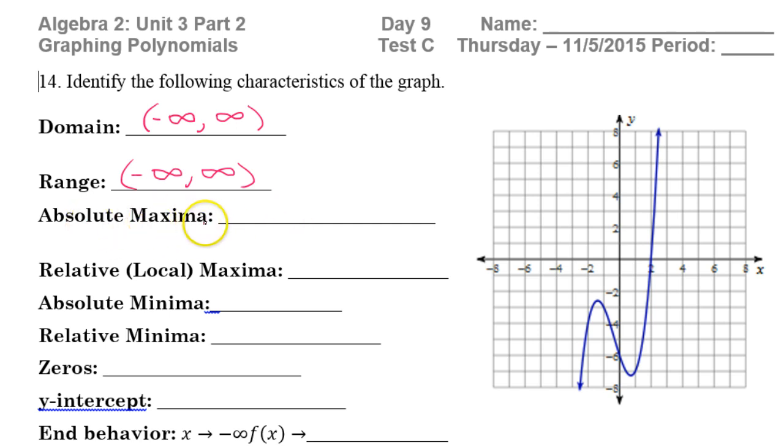Now, absolute maxima. Alright, or if there was one, it would be absolute maximum. The absolute maximum would be the highest point on the graph. But because this graph goes up forever, there is none. Okay, there is no absolute maximum. What about a relative or local maximum? Well, the top of this little hill right here, it's not the highest point of the graph because we have all this over here. But this is the top of its own little area.